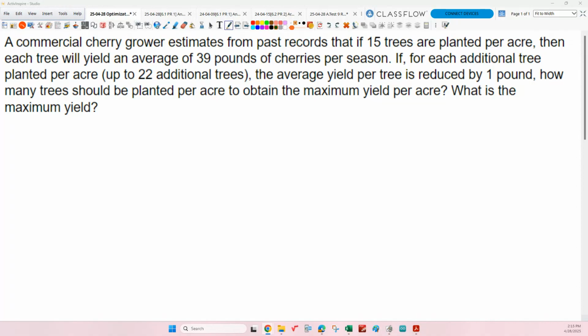Wait, so if you plant 16 trees, you yield an average of 38 pounds? Yes. Mm-hmm.